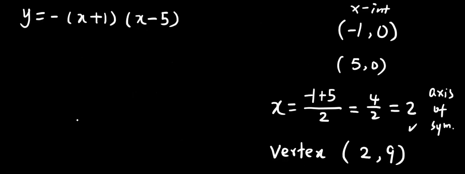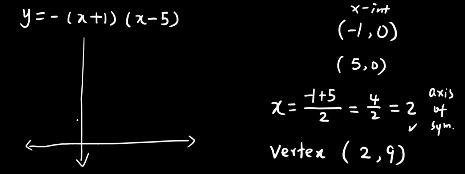Now it's time to graph it. We're going to graph by hand. And that's our coordinate plane. And we have all these beautiful points we can use. Let's first plot our x-intercepts. This is (negative 1, 0), right here. And we have (5, 0), so 1, 2, 3, 4, 5. That's (5, 0). Those are our two x-intercepts.